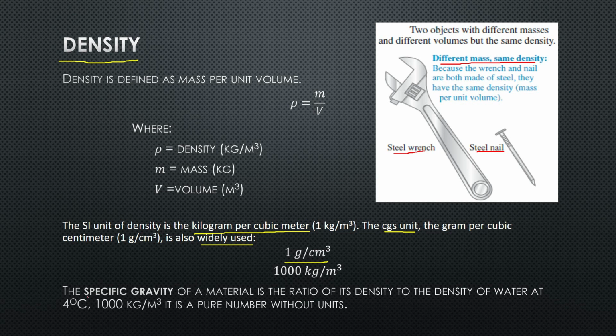So when we see specific gravity, that is the ratio of its density to the density of water. And it is unitless, a pure number.